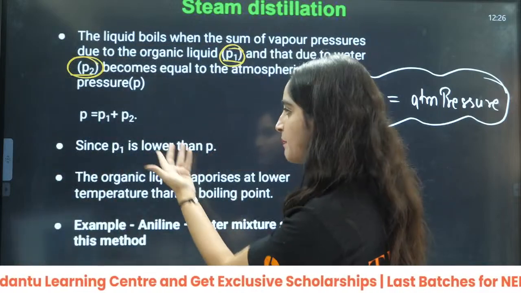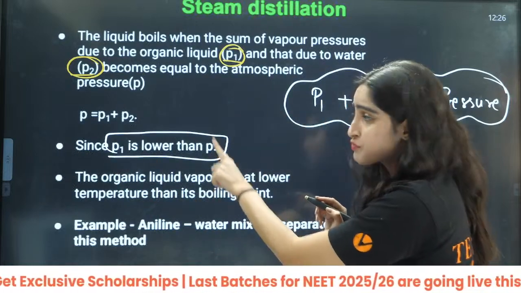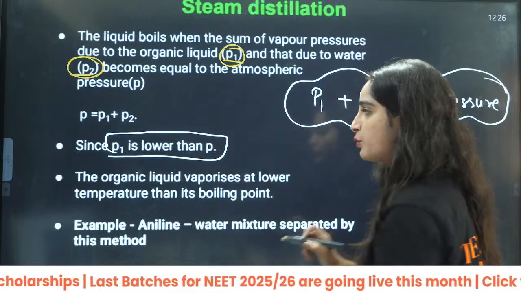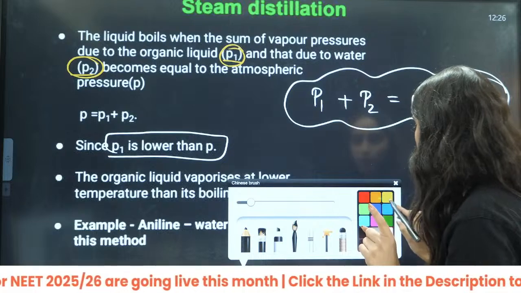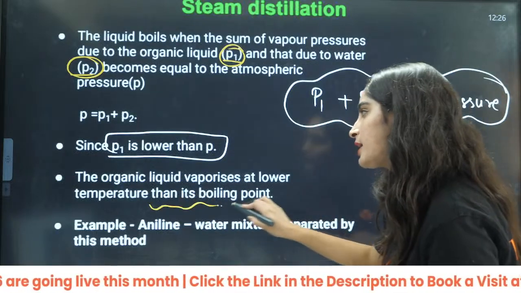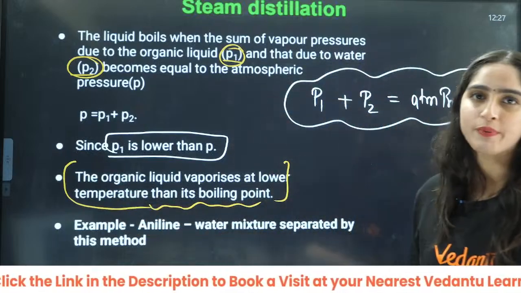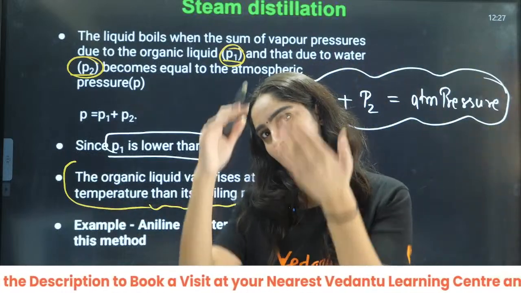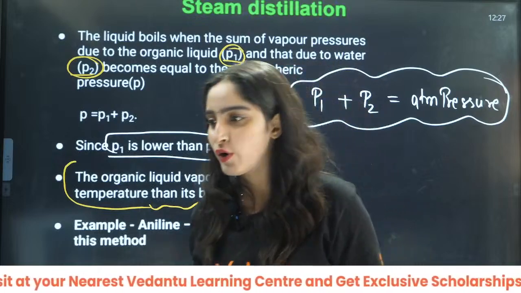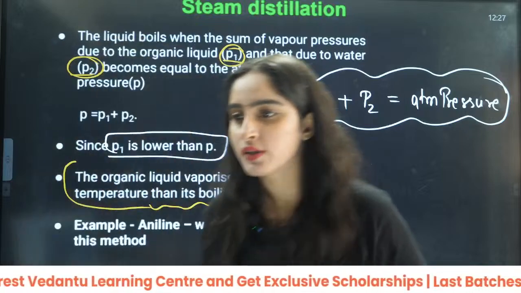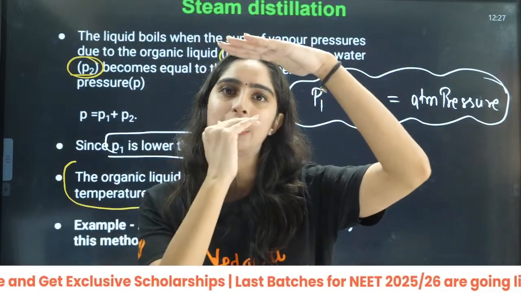So here, the simple thing is P1 is lower. Why? Because this is the vapor pressure of atmosphere, and now to achieve this, you need P2. The organic compound vaporizes at lower temperature than its boiling point, right? How will it vaporize? Because your teacher is helping you. That is why it will vaporize at lower temperature. Why at lower temperature? Beta, tell me the answer for this one.